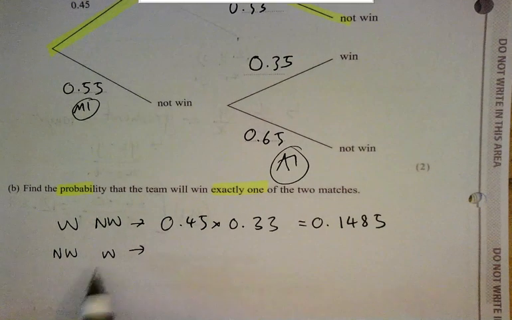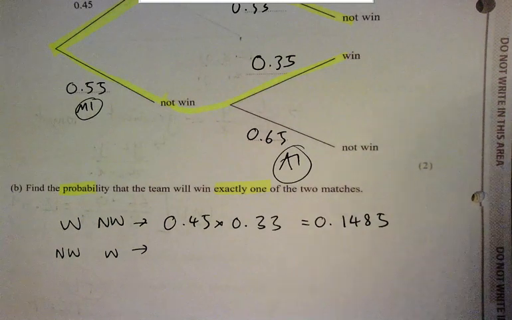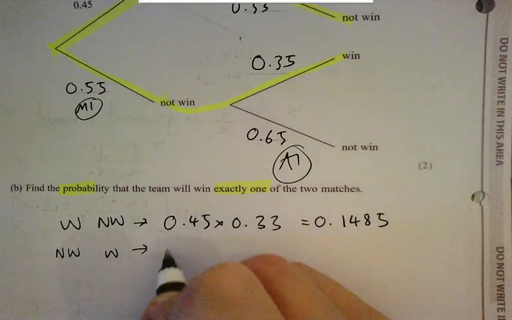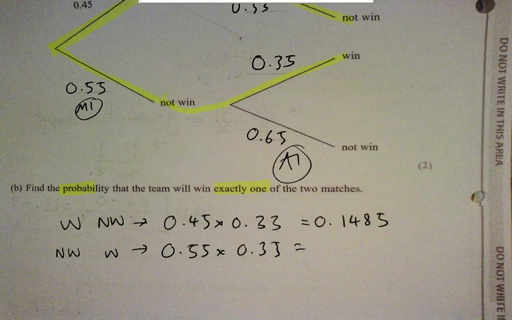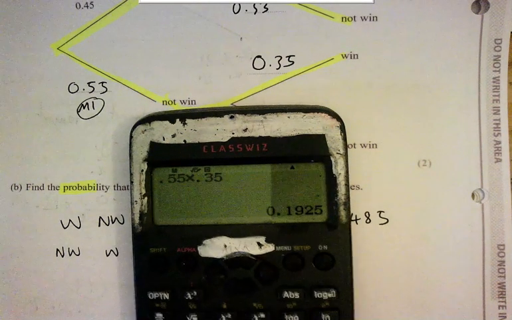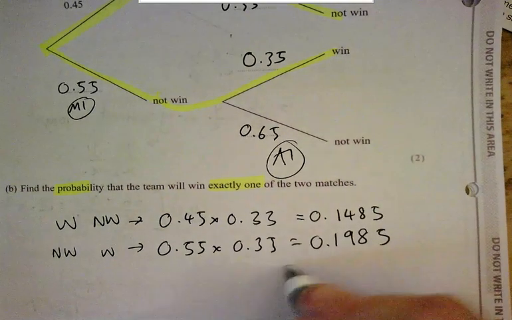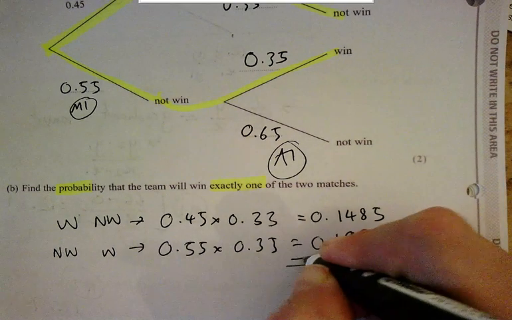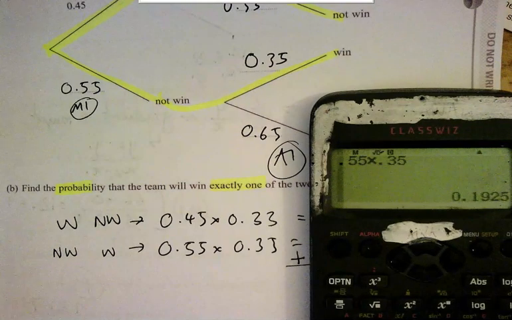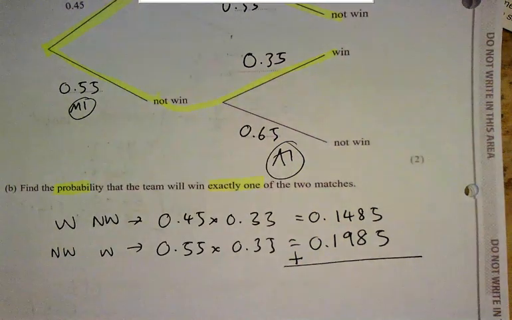And then the other option, not win, win. So along this branch, not win, and then along this branch, win. When I go along, I multiply, so I'm going to do 0.55 times 0.35. Gives me 0.1925. And then I know it's this, or this, like I'd be going down if I wrote the options at the end. And when that's the case, I add. So I'm going to add those together. Gives me 0.341.